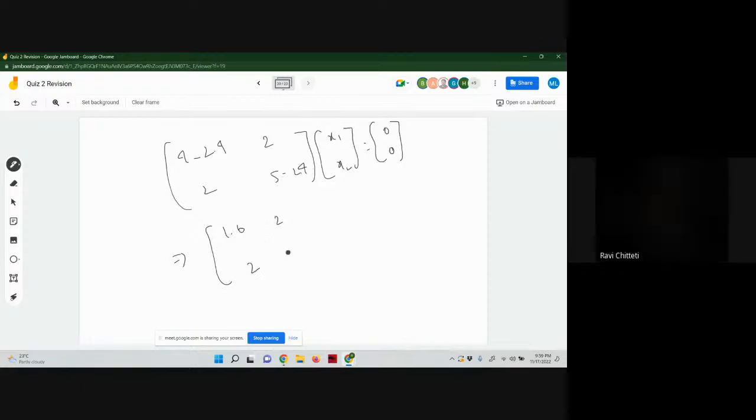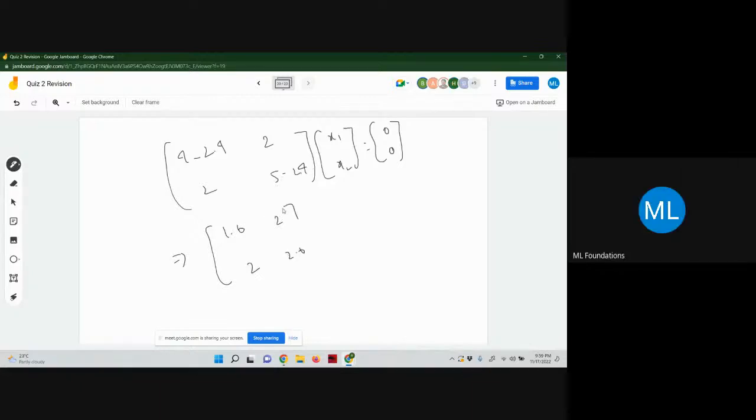It's going to be 2.6. 2.6 into x1, x2. We want to get it as 0. Now here too, we'll take this as 1. Okay. So 1.6 plus 2x2 is equal to 0, which implies x2 is equal to minus 1.6 by 2, minus 0.8. Okay. So now the vector is 1, minus 0.8.